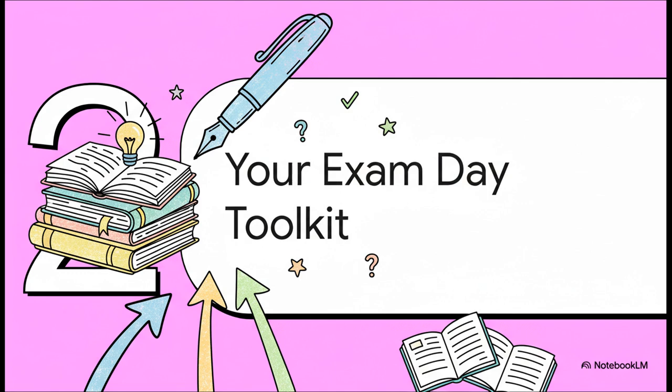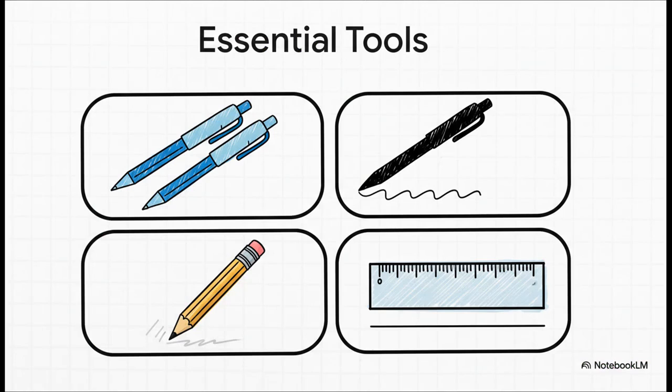You can't have a great presentation without the right tools. It's a really simple list, but trust me, every single item on it has a specific job. Okay, for your toolkit, you're going to want 2 or 3 good blue ballpoint pens. Always have a backup. Then, a black pen to make your headings and question numbers really pop. Of course, a sharpened pencil for any rough work, and a ruler or scale to keep those lines perfectly straight.